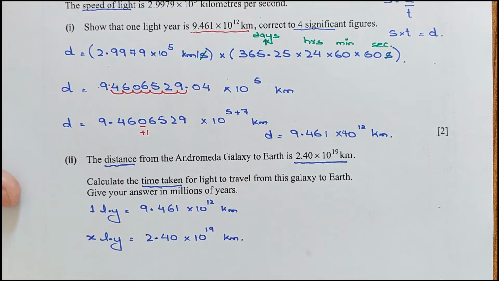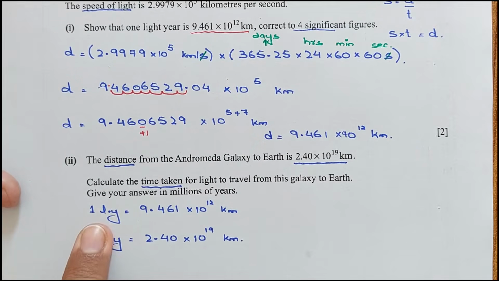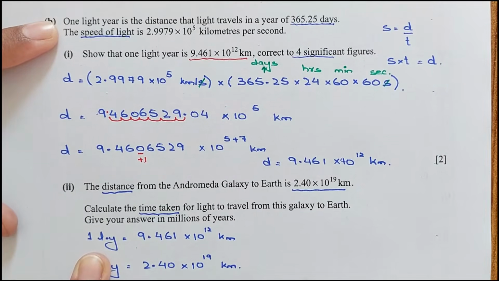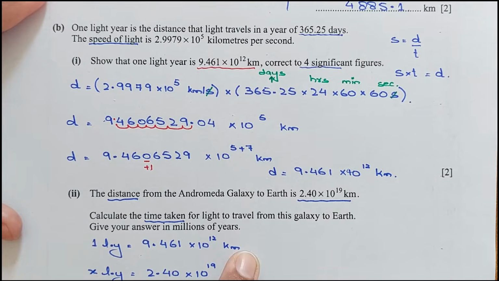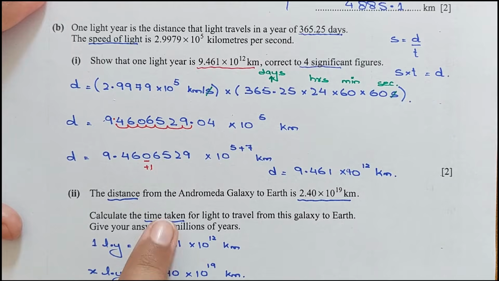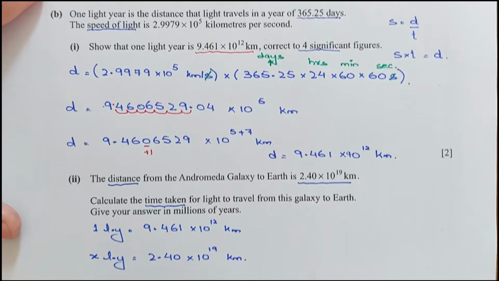I hope this makes sense now. The first is 1 light year, and we have given the formula for the light year. That is, a light year is the distance that light travels in 1 year. So the distance that the light travels in 1 year is this much, 1 light year. So it will take x light years for the light to travel from this galaxy to Earth.